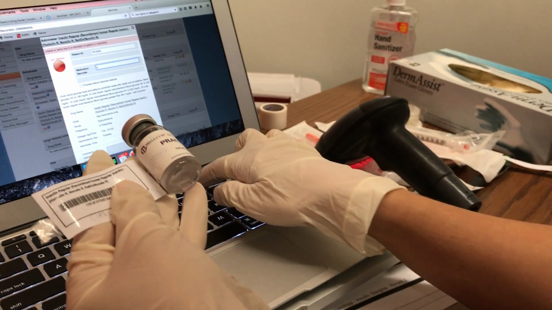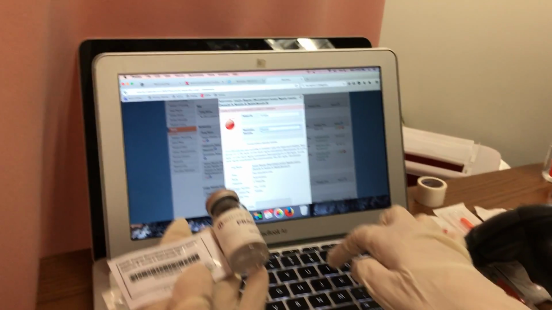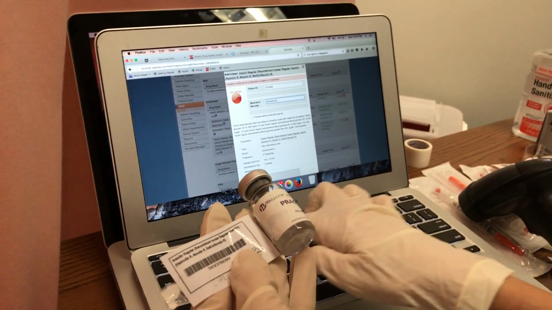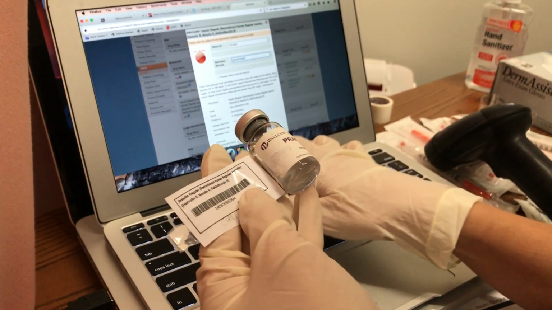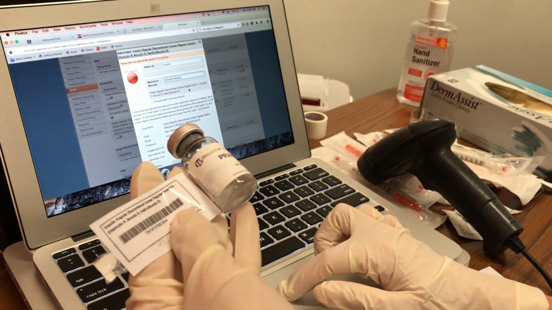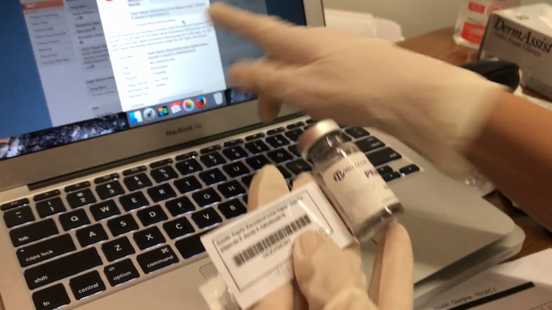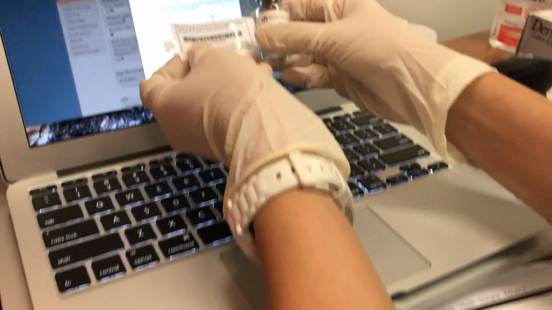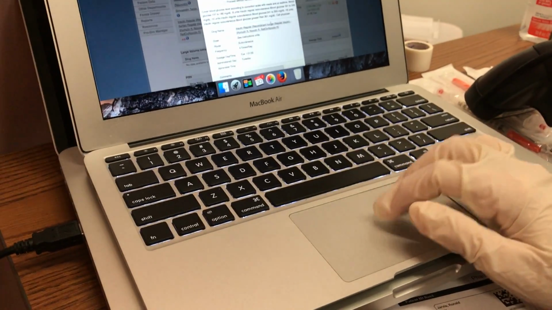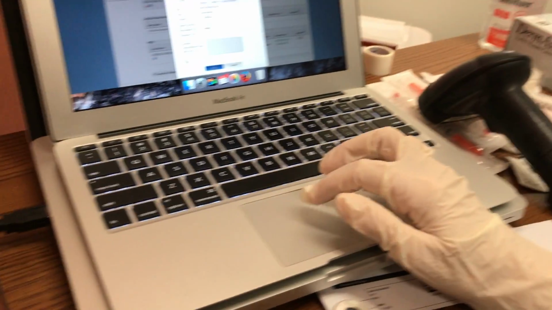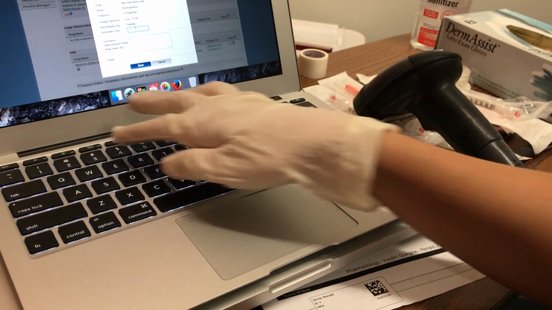We can keep track of this. At first I thought it was right there. Okay, so we've scanned the patient, we've scanned the medication. There it came up as the correct medication. Okay, our next one. So we're going to administer it at 2,100.